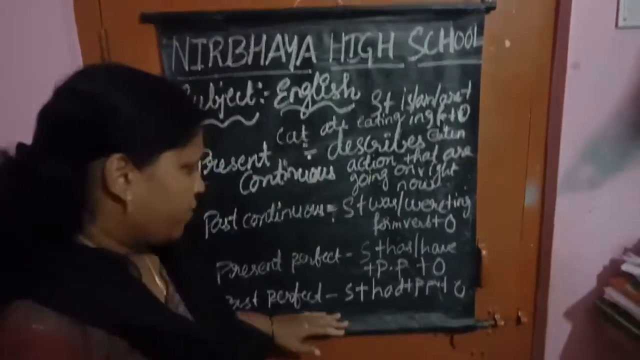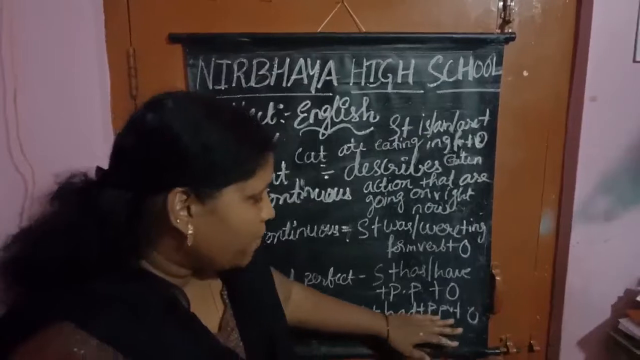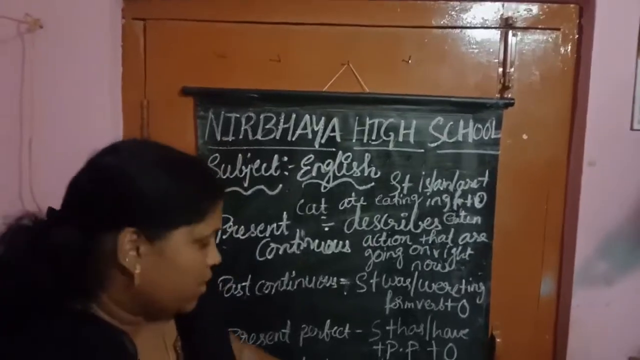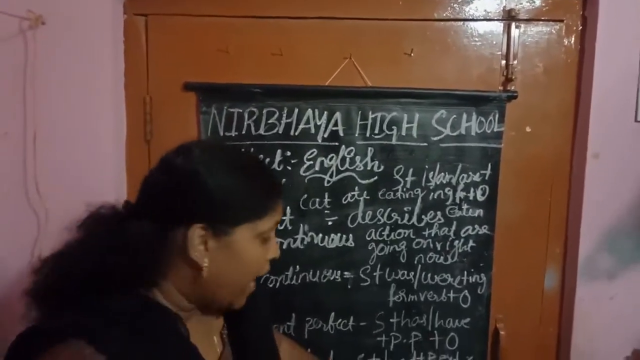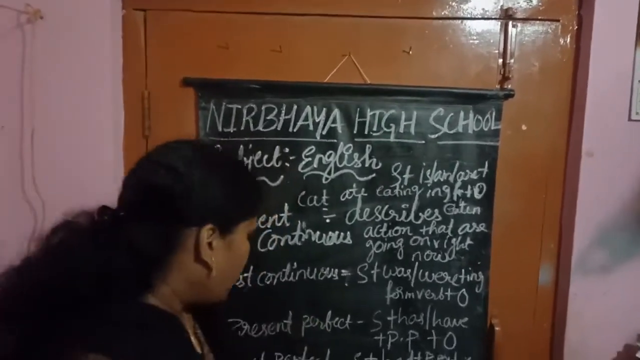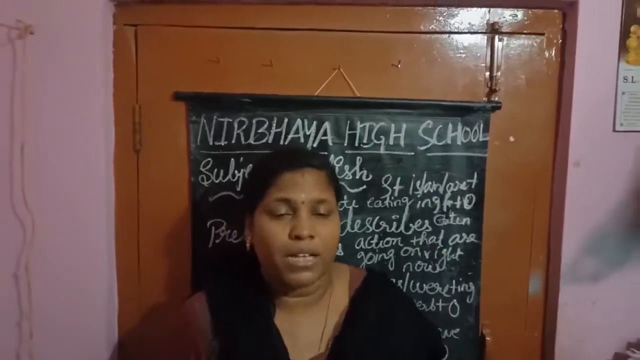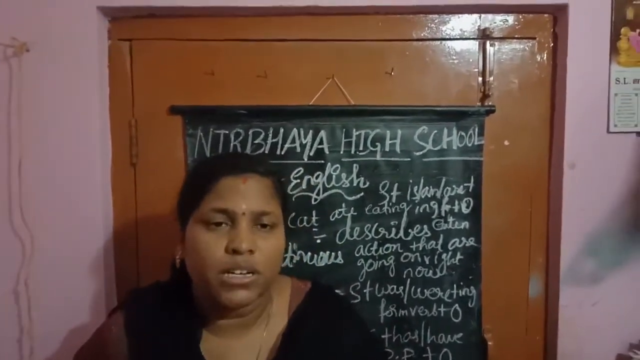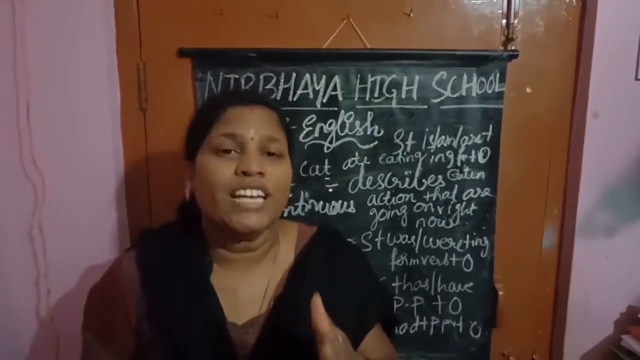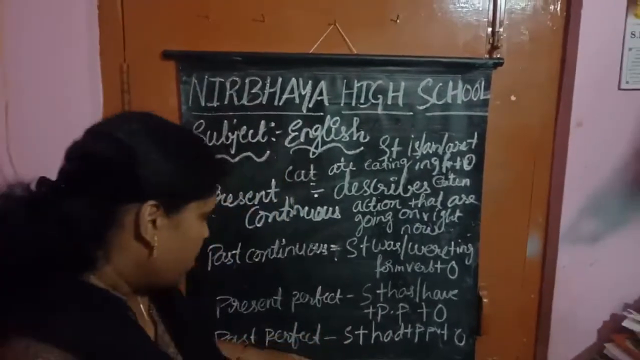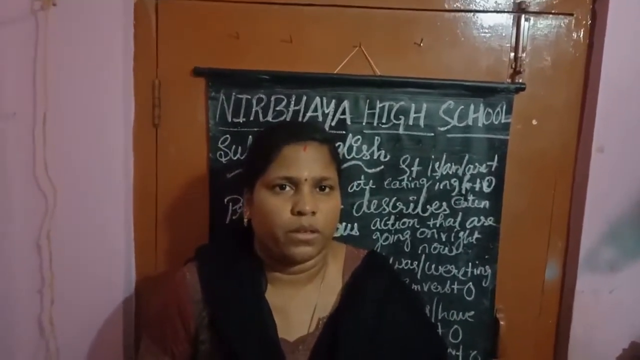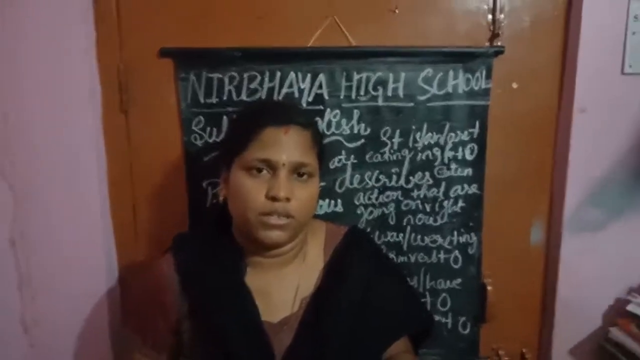See here, children. Now past perfect. What is the rule here? Subject plus had, H-A-D, plus past participle of verb plus object. Understood, children? Now, what is this past perfect? When we use the past perfect, it shows two actions in the past, and which one happened first. Understood, children? The past perfect tells which of the two actions happened first in the past.